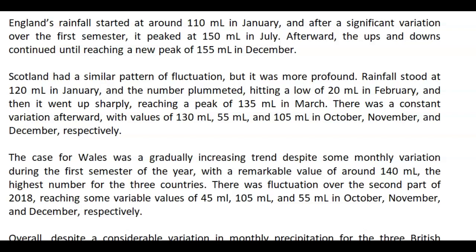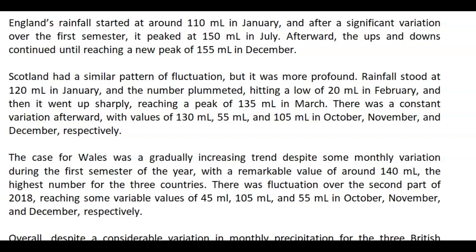Scotland had a similar pattern of fluctuation, but it was more profound. Rainfall stood at 120, and then the number plummeted, hitting a low of 20, and then it went up sharply, reaching a peak, 135. There was a constant variation afterward with values of 130, 55. The case for Wales was a gradually increasing trend despite some monthly variation during the first semester of the year, with a remarkable value of 140, the highest number of the three countries.